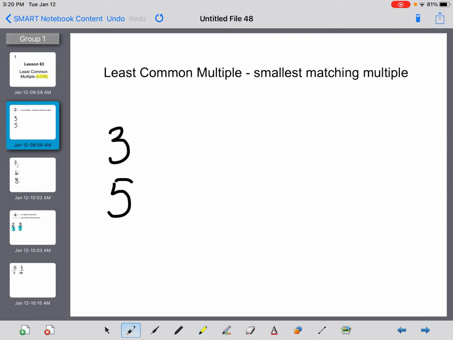Now, least common multiple, we can figure out what that means by just looking at the words. So least means smallest, common means matching. So when you see least common, think the smallest matching multiple. Now, a multiple is really just when we take a number and we multiply it to get another number.